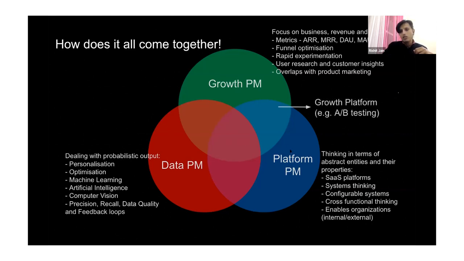There are overlaps. So let's say an overlap of a platform PM and a growth PM would build something such as a growth platform or an A/B testing platform, or a platform that helps you run sales and campaigns, right? So you need skills from both sides. A data PM and a platform PM would typically build something like a data platform where you have a central platform which gives you customer insights.